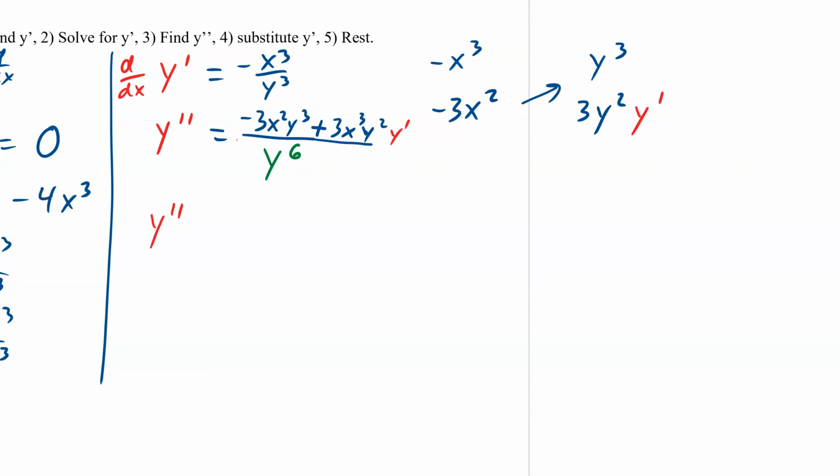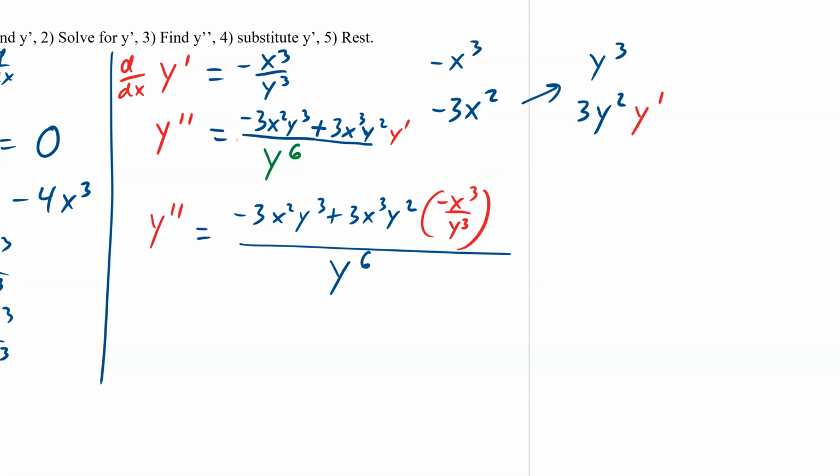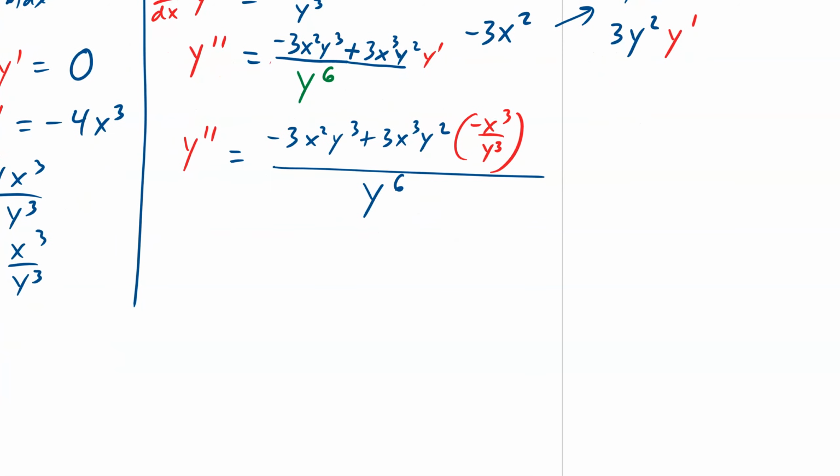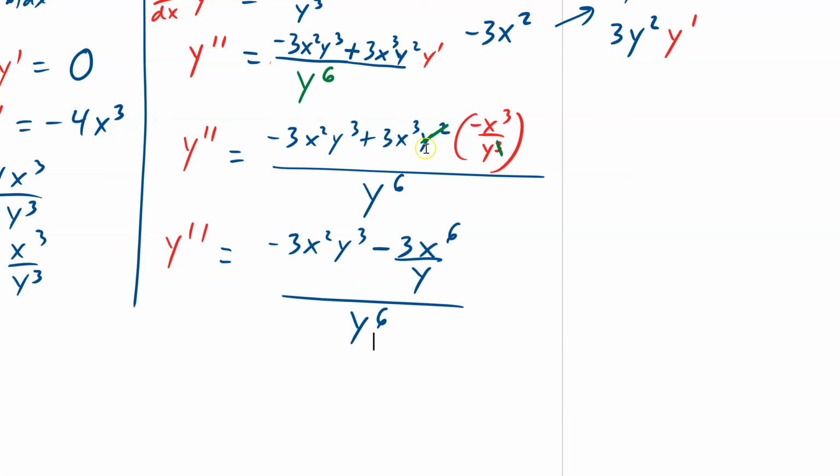So y double prime is equal to negative 3x squared y cubed plus 3x cubed y squared. And then we plug it in, negative x cubed over y cubed. And then that whole thing is being divided by y to the sixth. So now here's where the fun part comes in. We're just going to do some simplifying. So y double prime equals negative 3x squared y cubed plus, and then this will cancel those two, giving us a minus 3x to the sixth all over y. And then y to the sixth, because we're left with a y for the denominator.